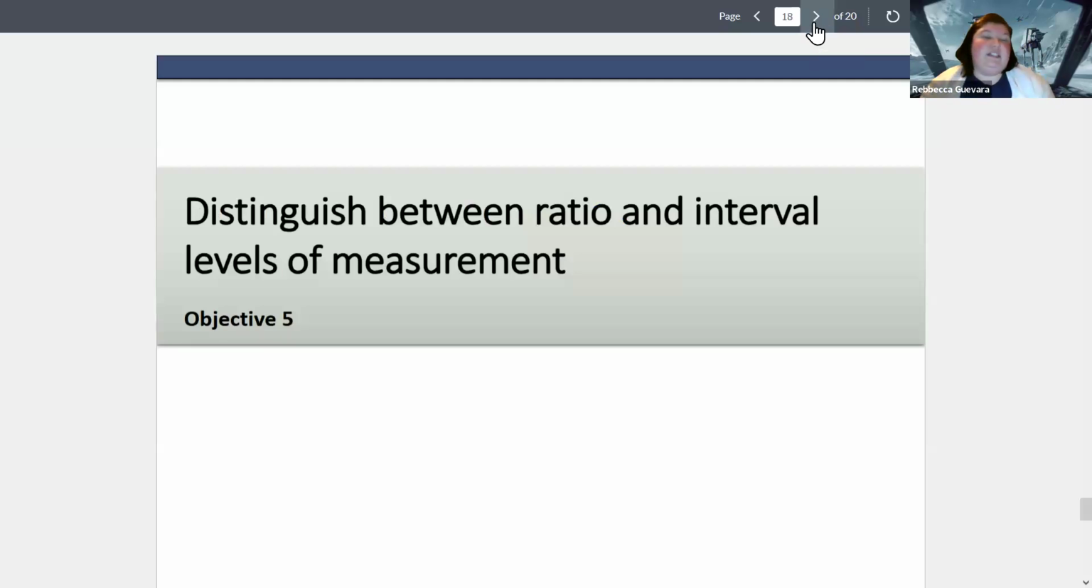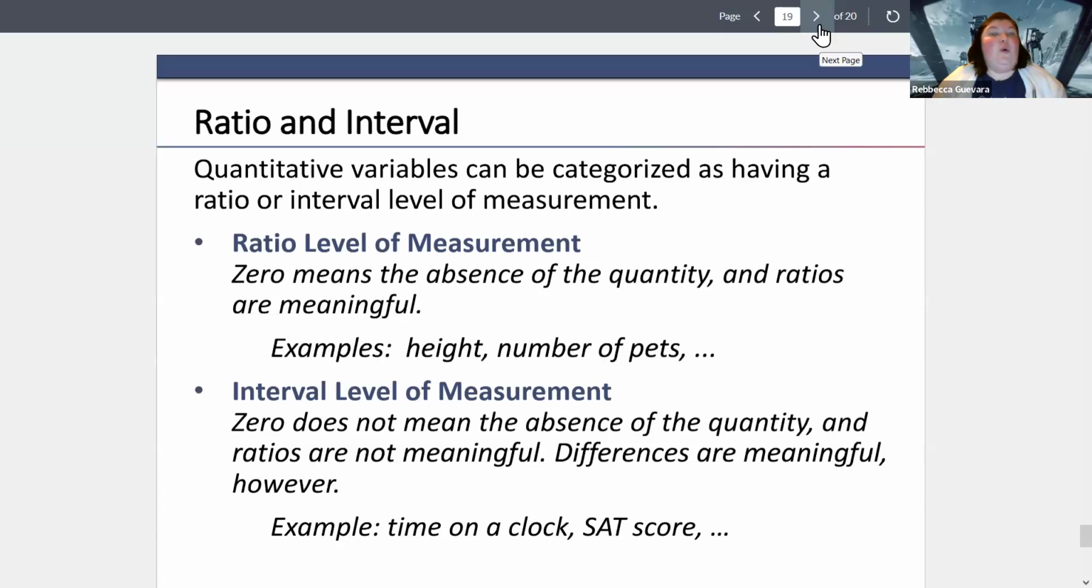And then the other part of this, so this is just another objective, we'll put it here because this is still to do with your quantitative measurements. So not only can they be discrete or continuous, but they could also be considered a ratio or an interval measurement. So this is part of what we consider our levels of measurement. So quantitative variables can be categorized as having a ratio or interval level of measurement.